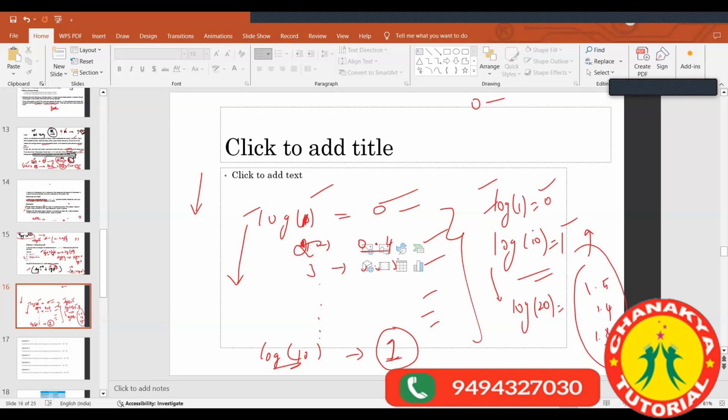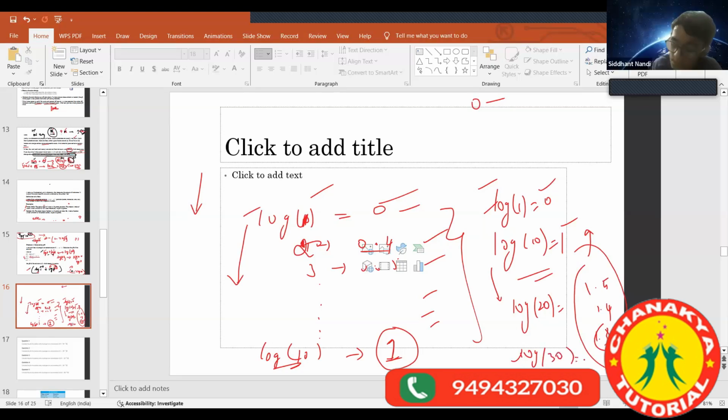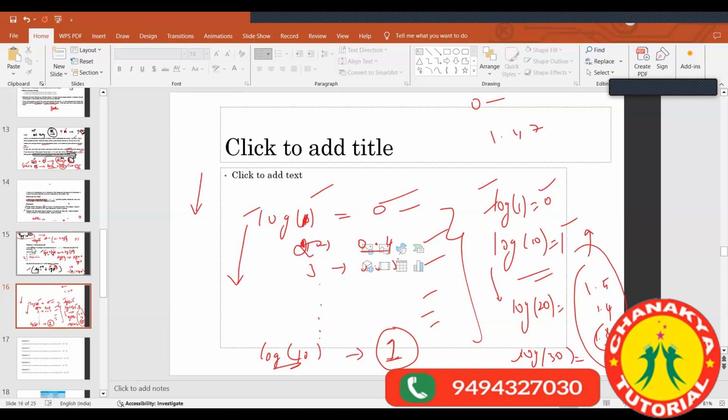So surely I can say it will increase. So log 30 will surely be more than 1.3. Can I say that? It will surely be more than 1.3. Actually, it is 1.47. See, it is more than 1.3, right? Got it?